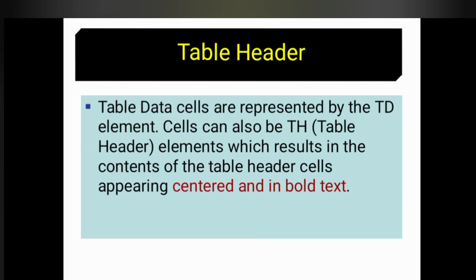Then table header. Table data cells are represented by the TD element. Cells can also be TH, that is table header. These elements result in the contents of the table header cells appearing centered and in bold text.